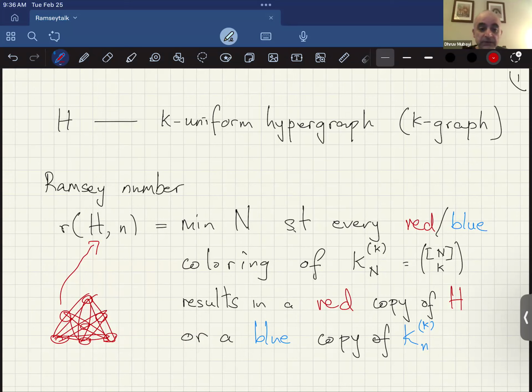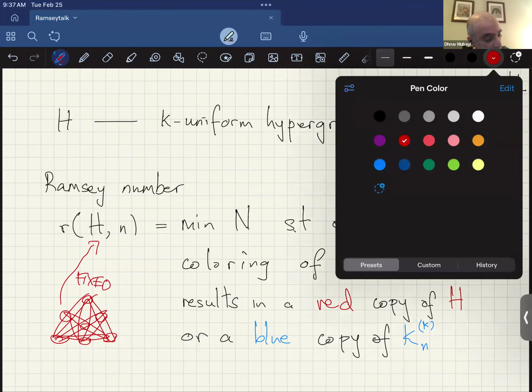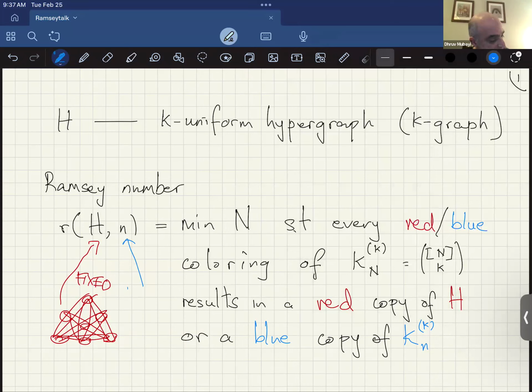Okay, so that's the Ramsey number. Ramsey's theorem says that such a capital N exists. And the talk is about figuring out what this capital N is for various choices of H. The off-diagonal means that the H is fixed and the n is large. So I'll say fixed. And the n, I'll put it in blue just to remind you this is large. And of course, this is larger.